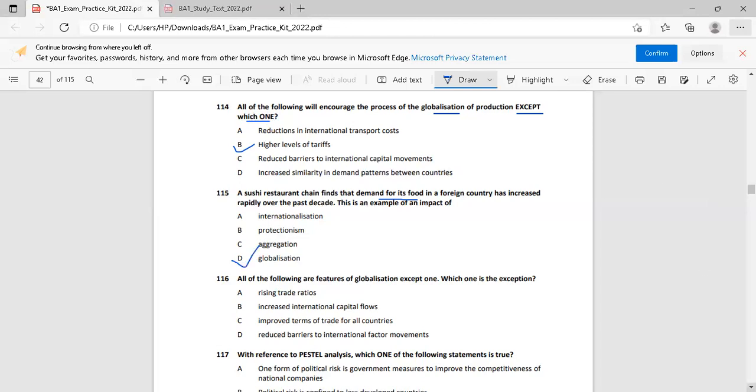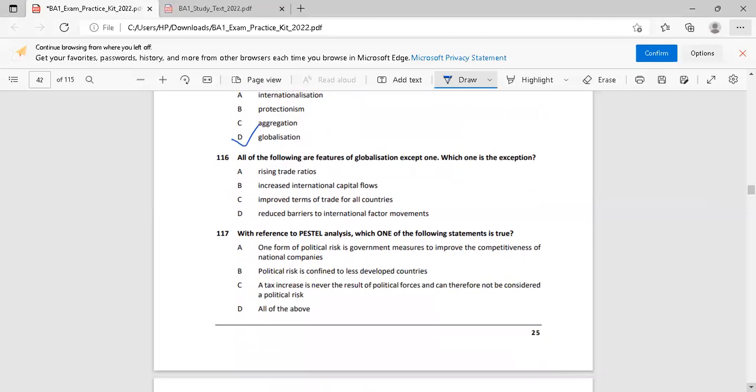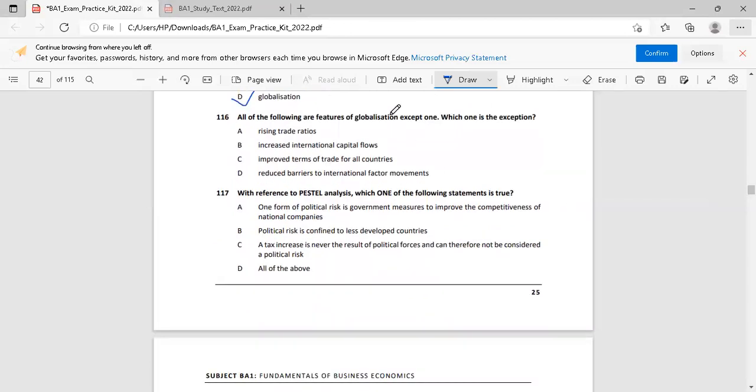Question 116 says, all of the following are features of globalization except one. Which one is the exception? Rising trade ratios, increased international capital flow, improved terms of trade for all countries, reduced barriers for international factor movement.